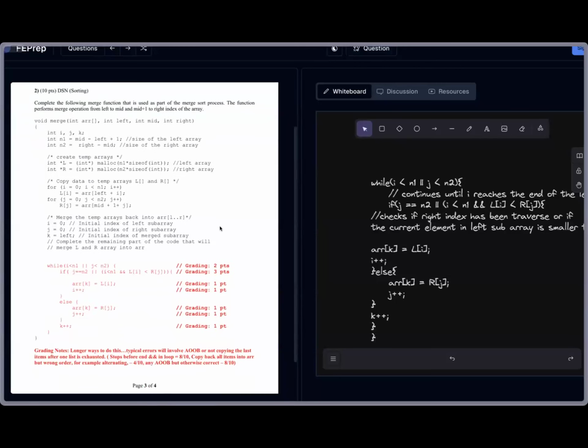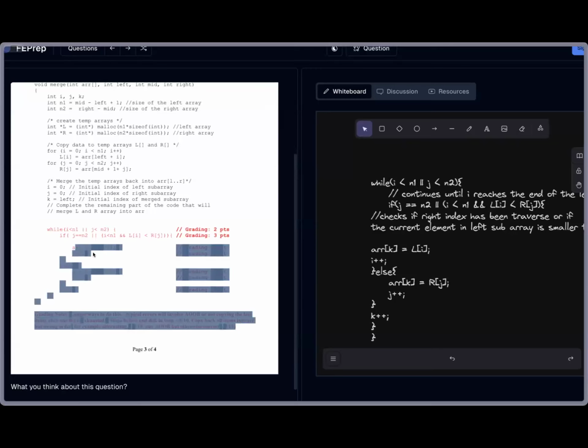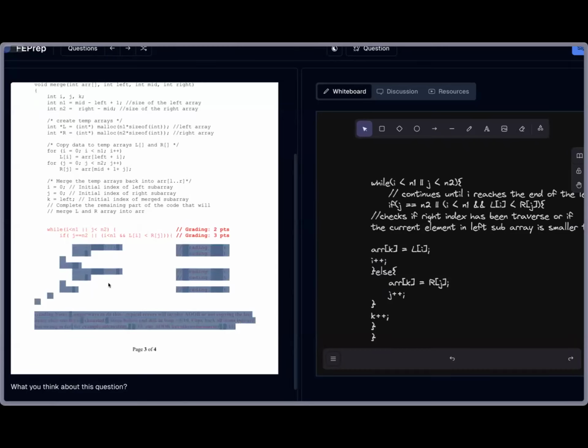Show the solution as well. That way you guys can see how it's graded. Assuming you get this, just doing this and this, 2.5 points. You get half your points by just doing this little bit of logic down here.